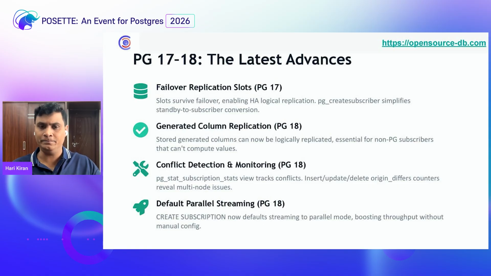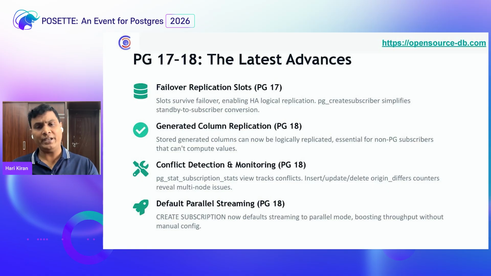PG17 allows slots to survive failover, and the new pg_createsubscriber utility makes it pretty straightforward to convert a physical standby. You don't need any downtime per se. That physical standby is transformed into a logical subscriber, which is incredibly useful for a zero downtime major version upgrade. Now we'll talk about zero downtime upgrades in a moment.